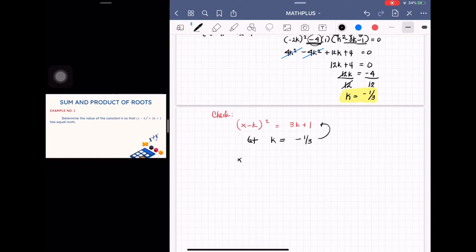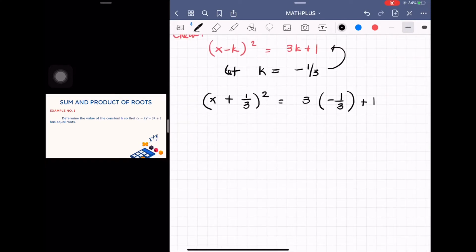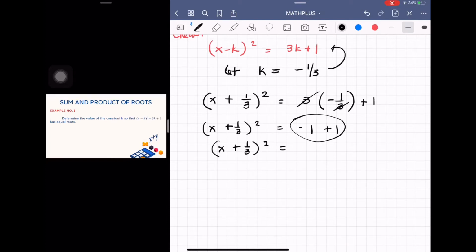You will have x minus negative 1/3, so x plus 1/3, that makes it positive, quantity squared, equal to 3 times negative 1/3 plus 1. In that sense, you will have your (x plus 1/3) quantity squared equal to negative 1, because the 3 will be cancelled, plus 1, that makes the right side of the equation equal to 0. So you have your (x plus 1/3) quantity squared equal to 0.